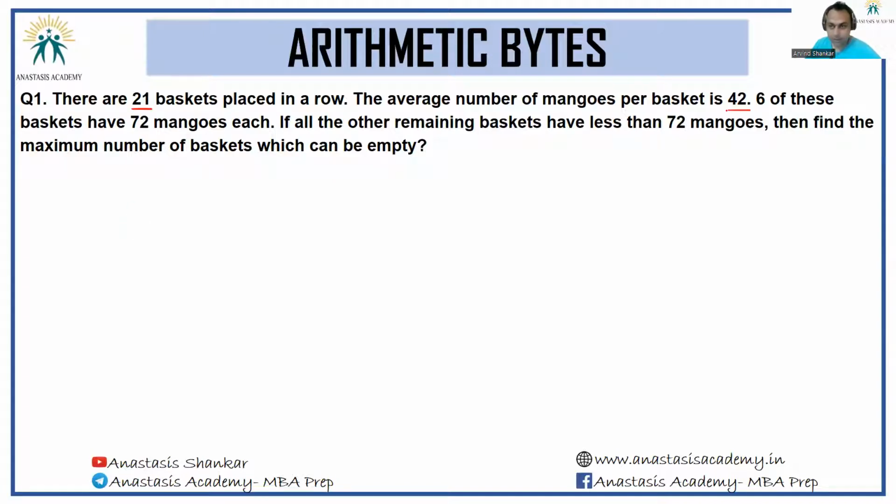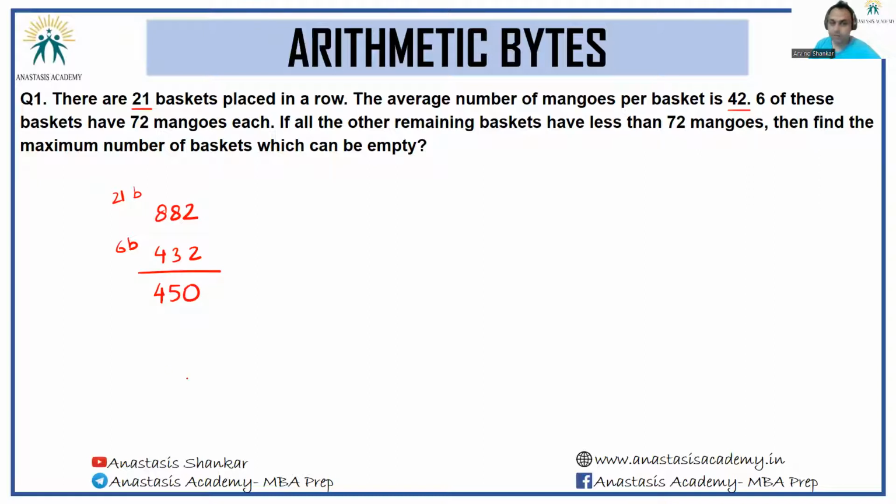Okay. So how many total mangoes? 21 and 42, I multiply them. 882 mangoes in 21 baskets. Okay, 6 of these have 72 each. 6 into 72 will be 432. In 6 baskets, I already have 432, so I'm left with 450.